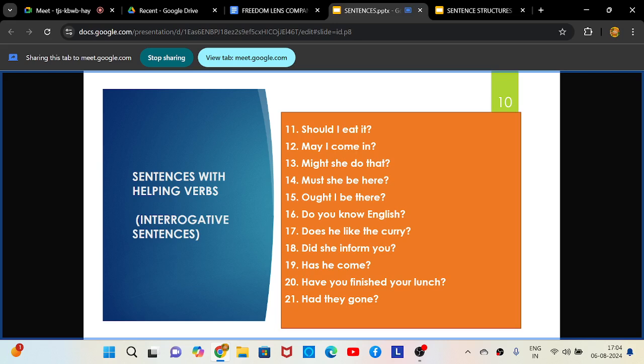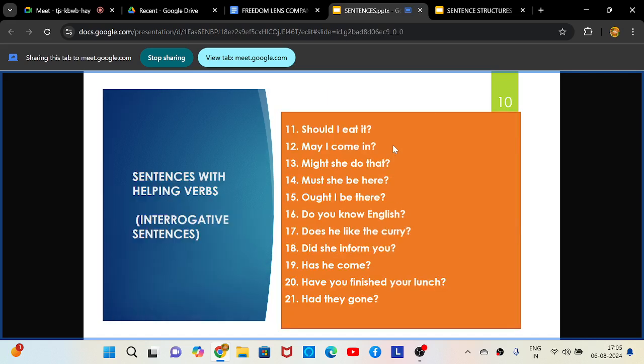Next is do. Do is a helping verb. Do you know English? Then does. Does he like the curry? Next is did. Did she inform you? Next is has. Has he come? Next is have. Have you finished your lunch? Next is had. Had they gone? அவங்க கிளம்பிட்டாங்களா? We ask like that, right? So had they gone?